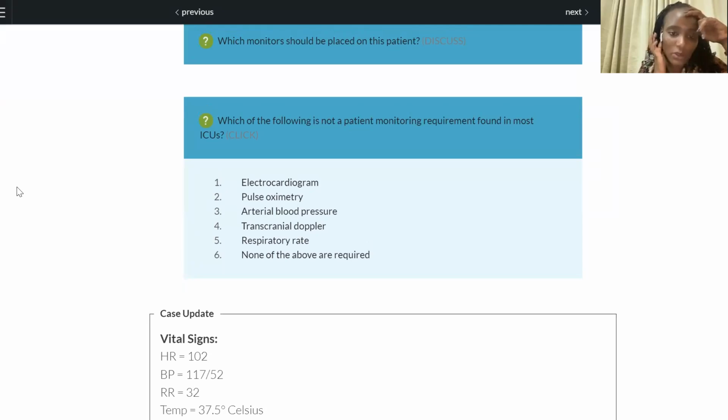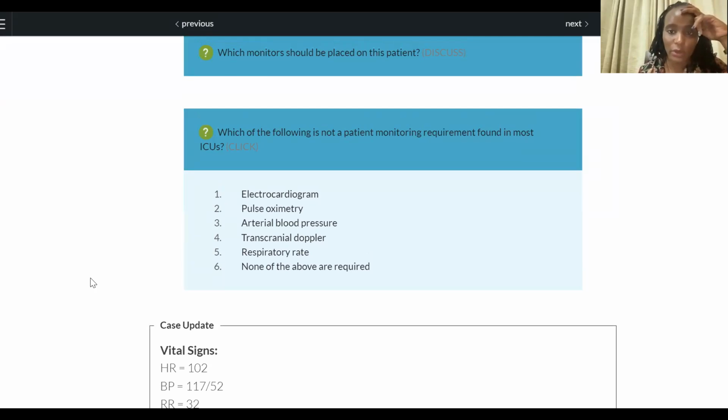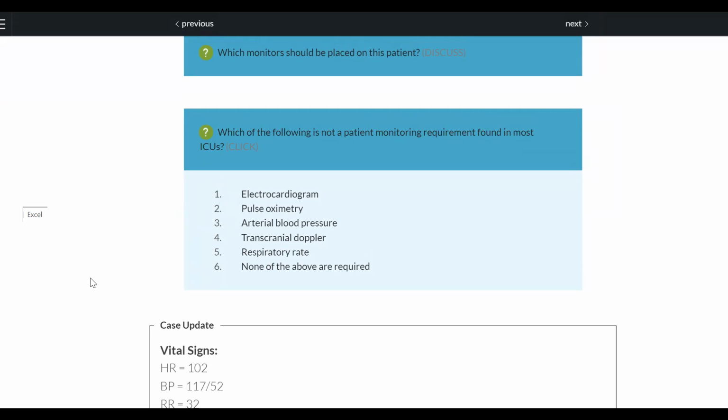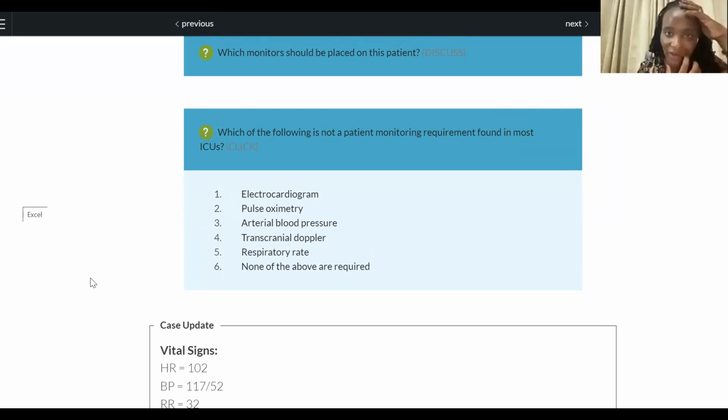So which of the following is not a patient monitor? Which of the following is not a patient monitoring requirement found in most ICUs? We can take the poll, we can give a second to that. I hope this is clear for everyone and they're able to answer it.